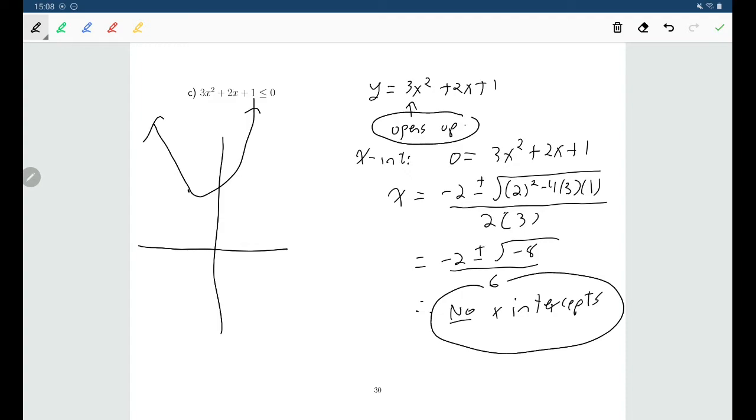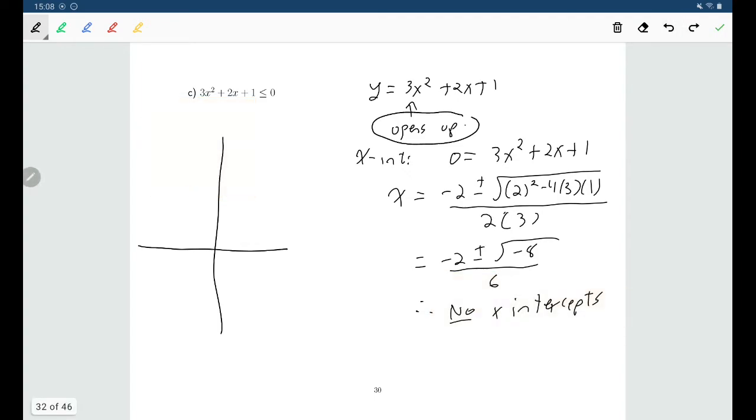So, for this parabola to make sense, we would have to look a little something like my really rough sketch that I've got going on there. It must be something that's above the x-axis, and it must stay always above the x-axis. So the question is, where is it less than or equal to 0? The answer is nowhere. There are no solutions to this.